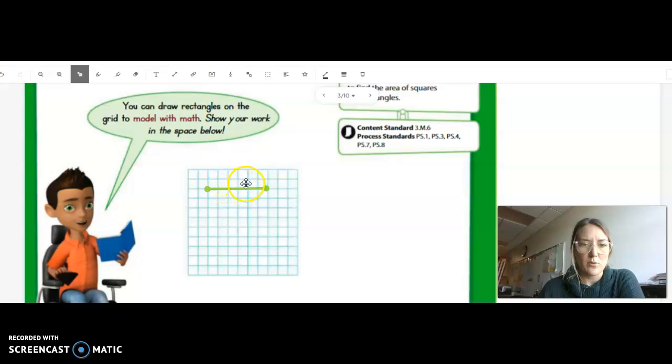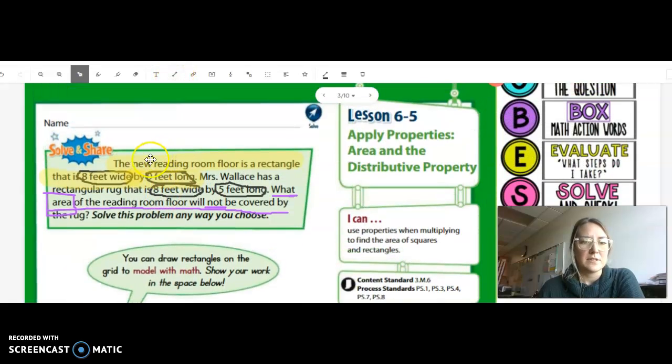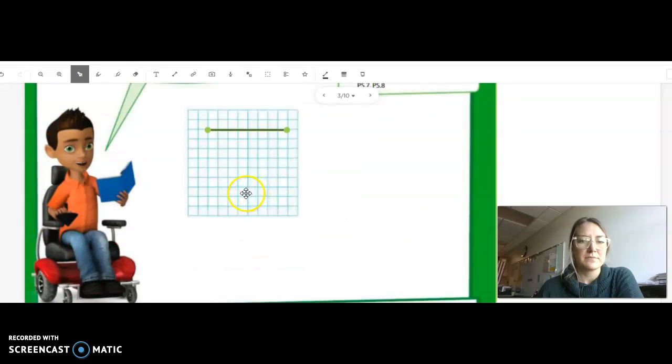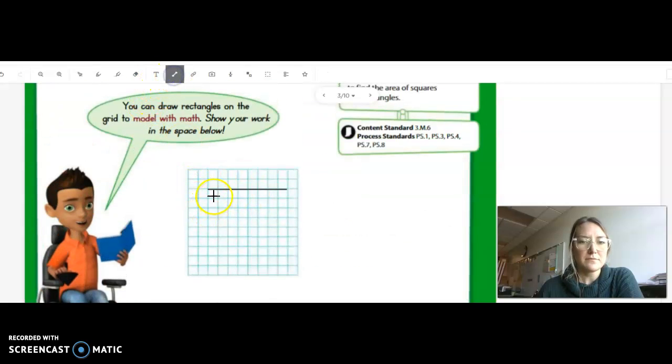1, 2, 3, 4, 5, 6, 7, 8. So I got my 8 feet wide. Wide means the width. And 9 feet long. Long means the length. We'll go 9 down. 1, 2, 3, 4, 5, 6, 7, 8, 9. Then I can finish my rectangle because it told me that the room is a rectangle.